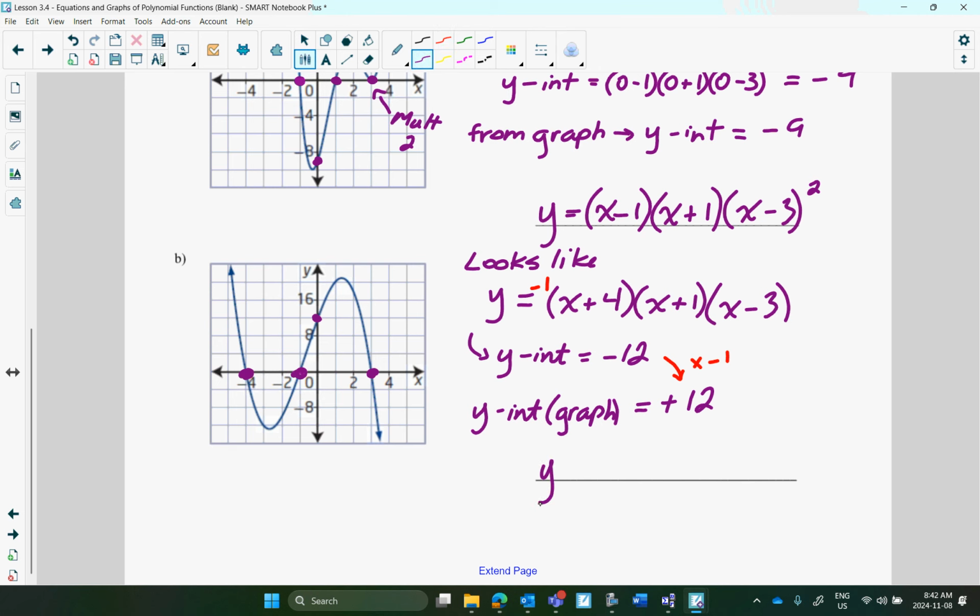So this would be y equals negative x minus 1, x plus 1, x minus 3 all squared. Sorry, what am I doing? Oh, geez, I just wrote the one above there. Never mind. x plus 4, x plus 1, x minus 3. Okay. So it's a little bit easier going backwards.